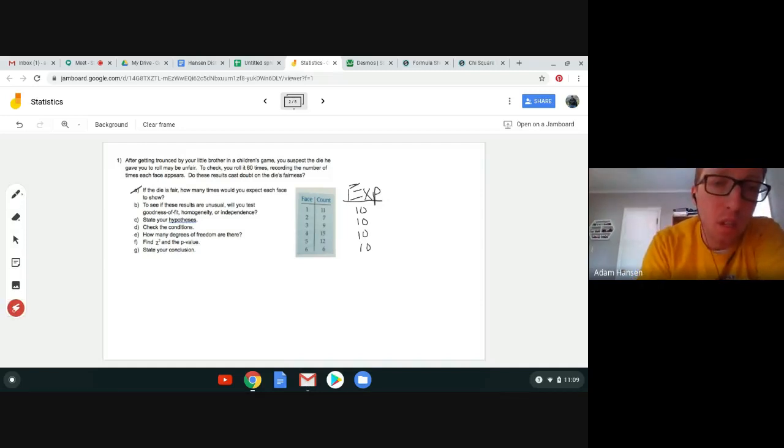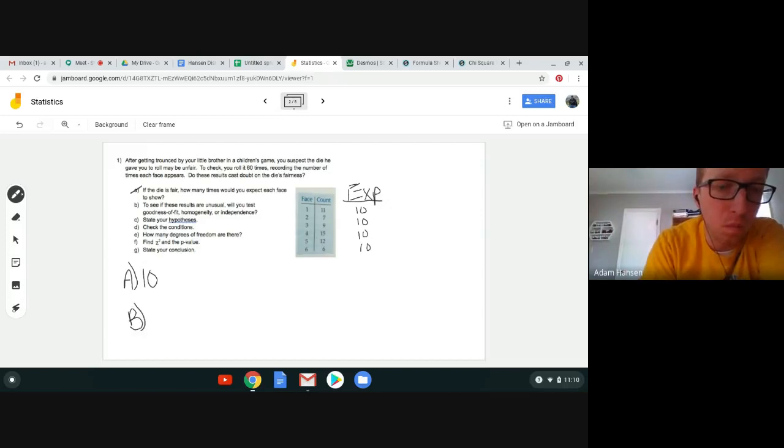Letter B, to see if these results are unusual, will you test goodness of fit, homogeneity, or independence? We're talking about goodness of fit because we're going to see if our data models some theoretical distribution. So I'll go GOF for goodness of fit.